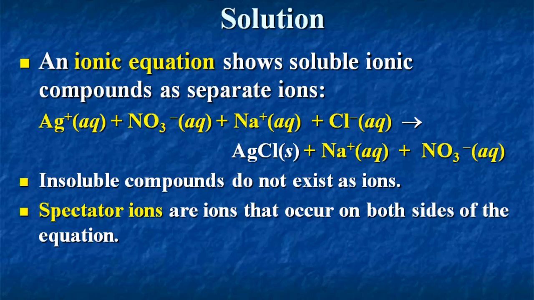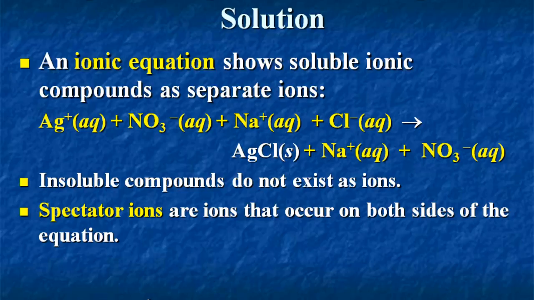Okay. Now, this is the next type of equation. The name is ionic equation. Now, what is the difference between an ionic equation and a molecular equation? An ionic equation shows soluble ionic compounds as separate ions.